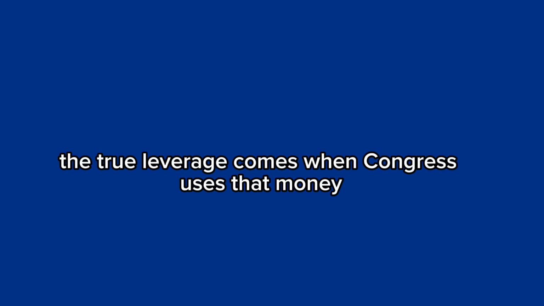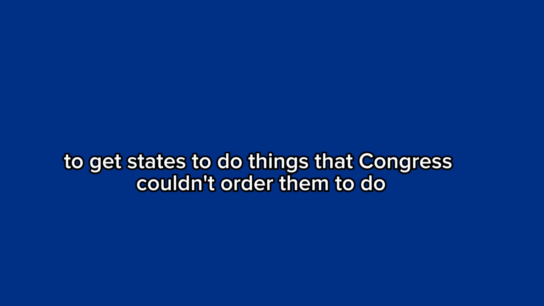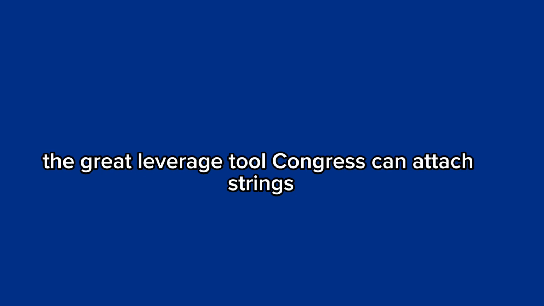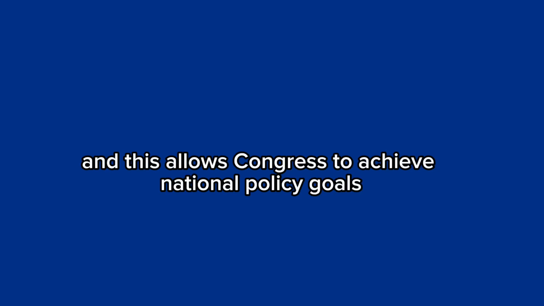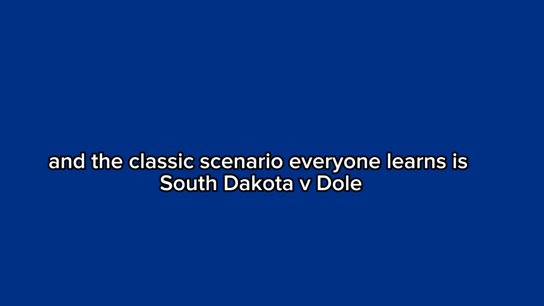But the real power, the true leverage, comes when Congress uses that money to get states to do things that Congress couldn't order them to do directly. This is the idea of conditional spending. The great leverage tool. Congress can attach strings or conditions to the federal money it hands out to the states. If a state wants the federal grant money, it has to agree to comply with the federal condition. And this allows Congress to achieve national policy goals that are outside the scope of its direct regulatory powers. It's a brilliant backdoor. And the classic scenario everyone learns is South Dakota v. Dole. The national drinking age.